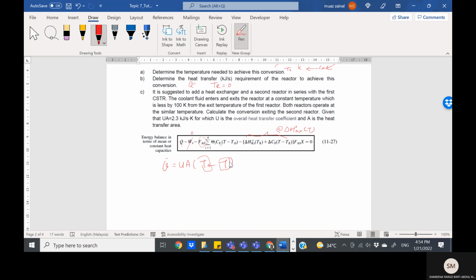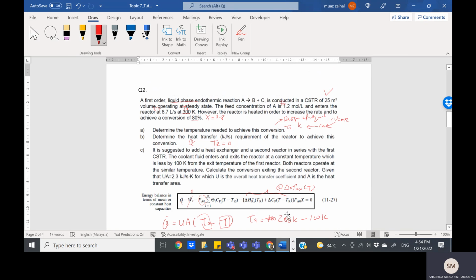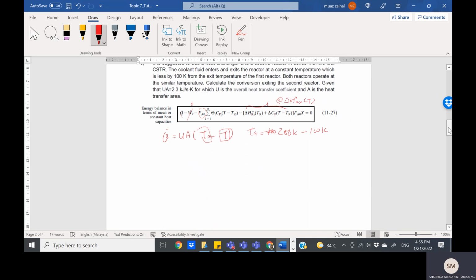You can use, for example, Ta as 288K minus 100K, for example, because it needs to be less by 100K. So the value here you can put as the T outlet from the first reactor that you got earlier from part A. I already gave the answer for A, which is around 288K.